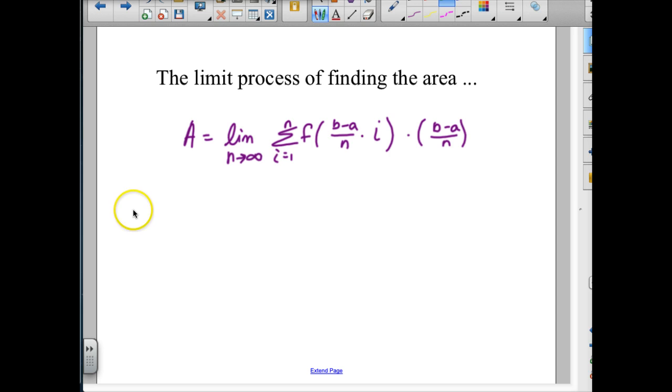The limit process of finding the area. This finds the exact area. It's not an approximation because we're going to use an infinite number of rectangles. So we have to find the limit as the number of rectangles approaches infinity. We're going to add up our rectangles. So there's our summation. And we're adding up how many rectangles? From the first one up to the nth one. This is our height.